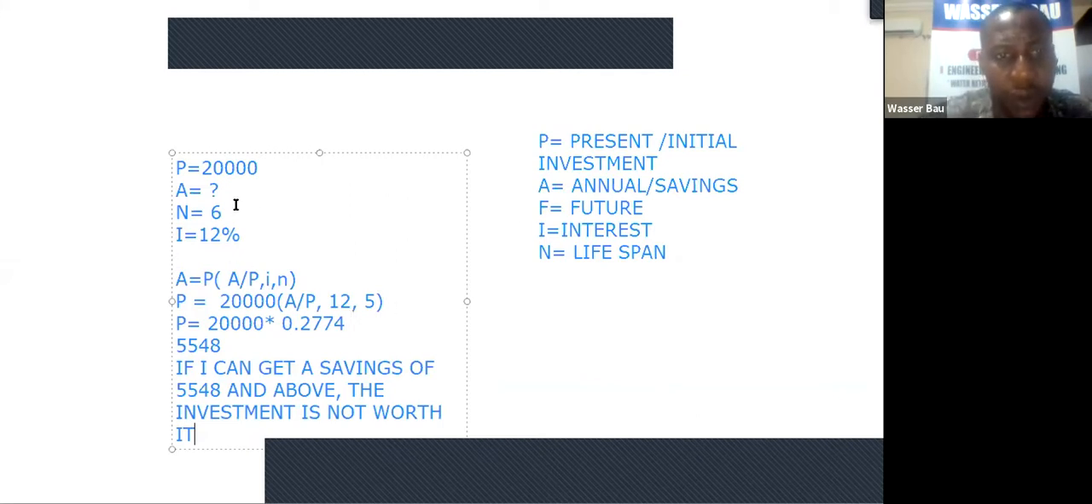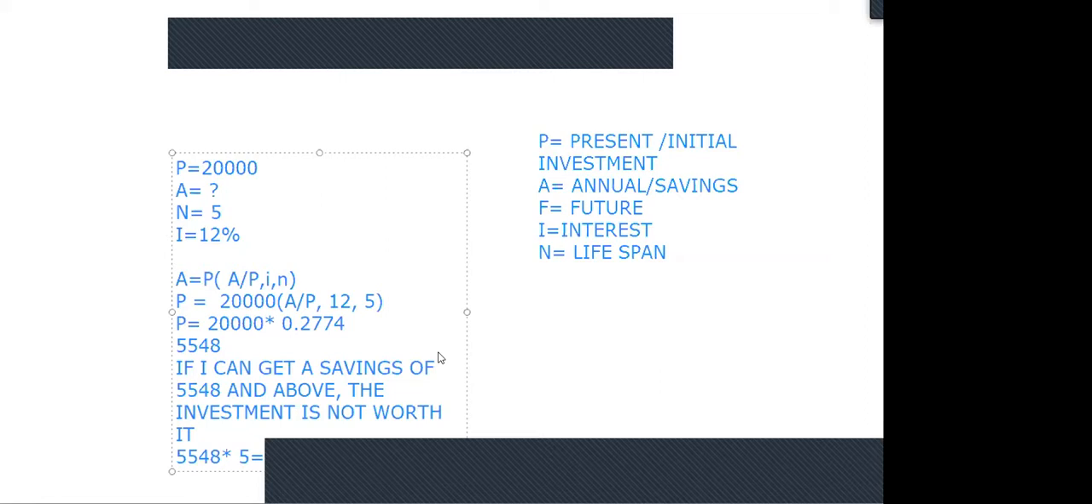One good thing about this is that a layman will look at it and say, is this 6 years or 5 years? 5 years. A layman will tell you, if this investment is giving us 5,400 in a year, it means we're going to make 5548 times 5. That is 27,740. But let me ask this class, is that the present worth of that investment? No. Because you didn't discount.